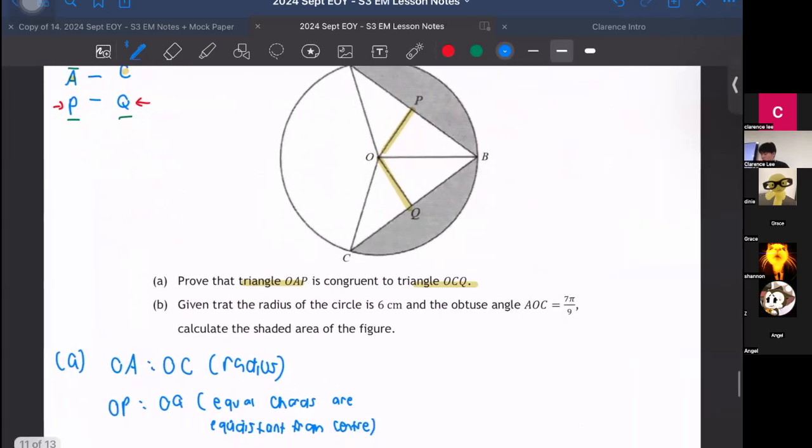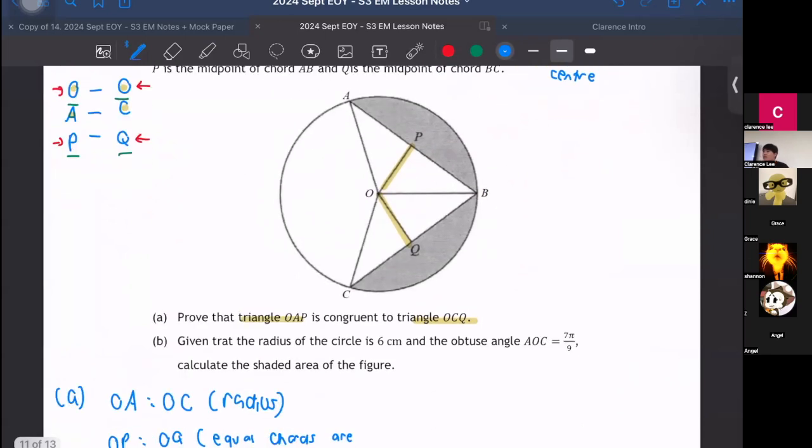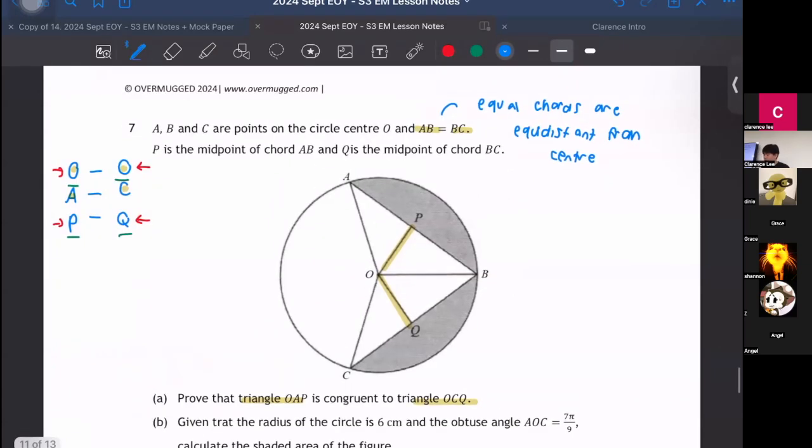Last but not least, since they are equidistant and they are chords, the thing about chords is what? The question here said that P and Q are the midpoints, which means these two lengths are equal. All these lengths are equal, which means it's a bisector. And a bisector of a chord will pass through the center of the circle. Do these two lines OP and OQ pass through the center of the circle? Yes. But just now when I said bisector, it's because I hadn't confirmed whether it's a perpendicular bisector or not. But now that I have seen that both bisectors pass through my center, it means that this must be a right angle. It must be perpendicular.